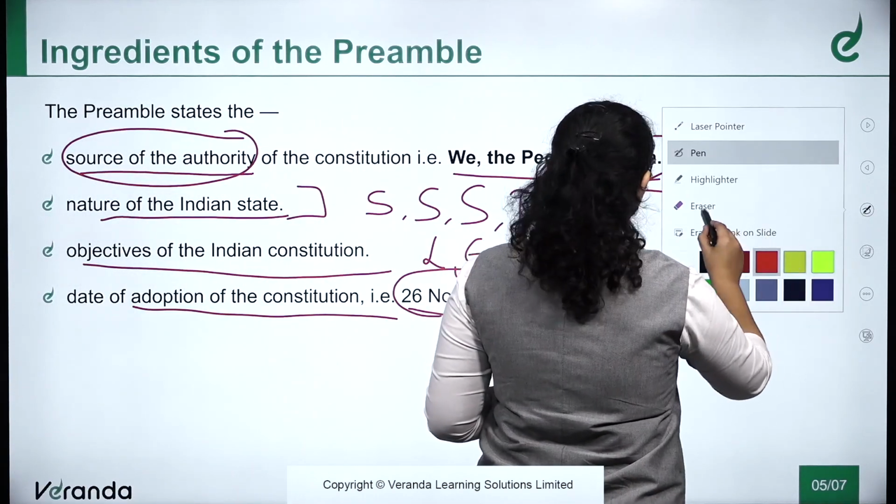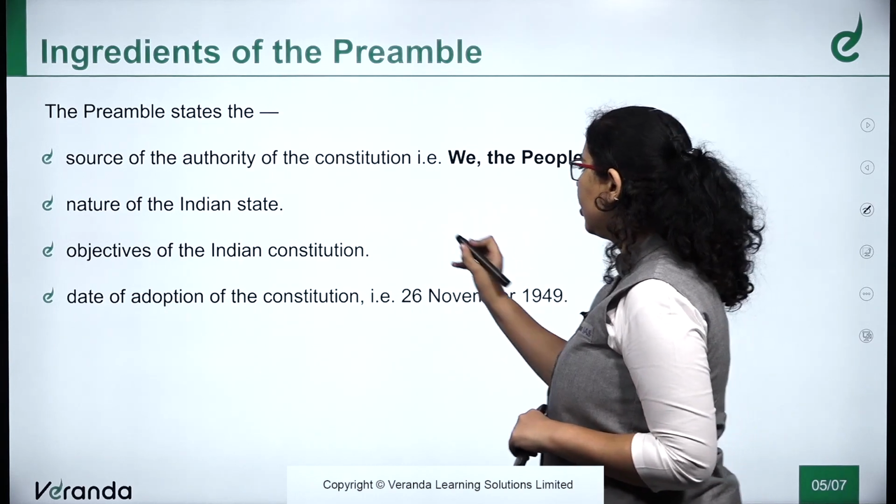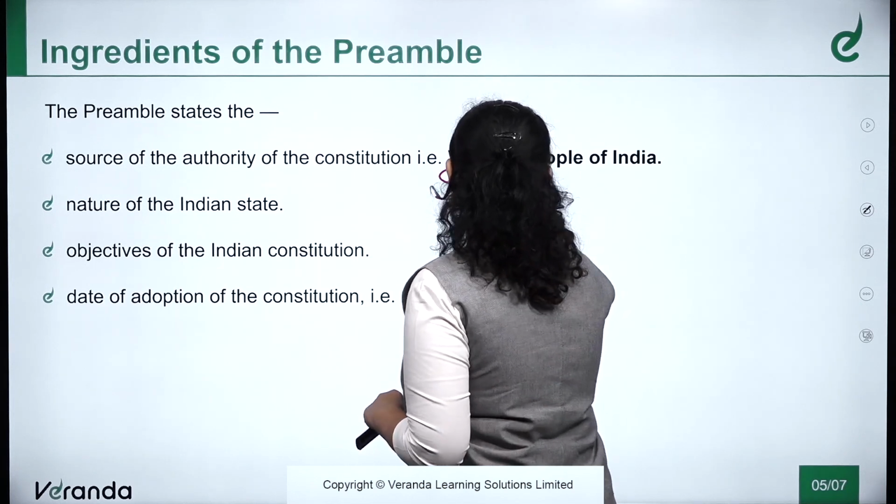Before moving ahead, we'll discuss in detail the nature of the Indian state. We'll discuss each word one by one. The very first is sovereign.